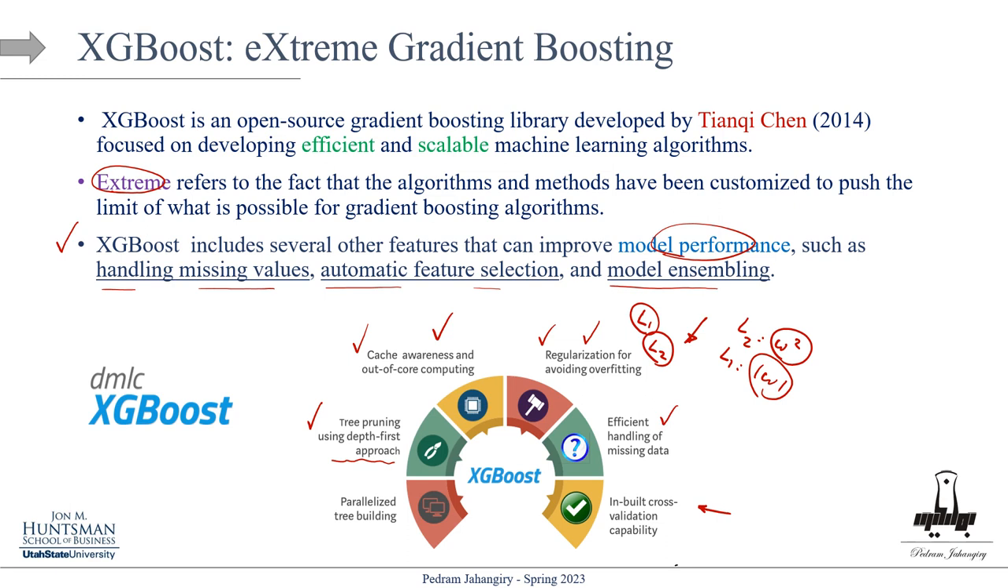And the last one is the idea of parallelization. Remember, these boosting algorithms are sequential, and it's hard to parallelize them, but if we somehow manage to parallelize this calculation, it's going to be a lot faster than the GBM.